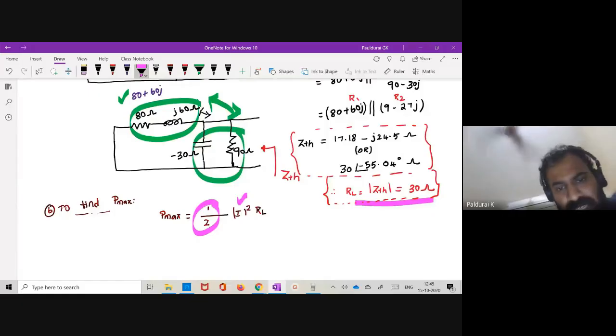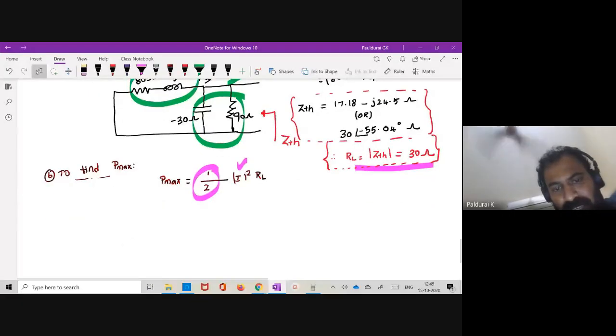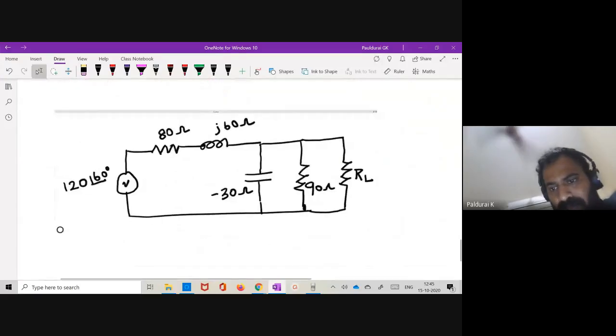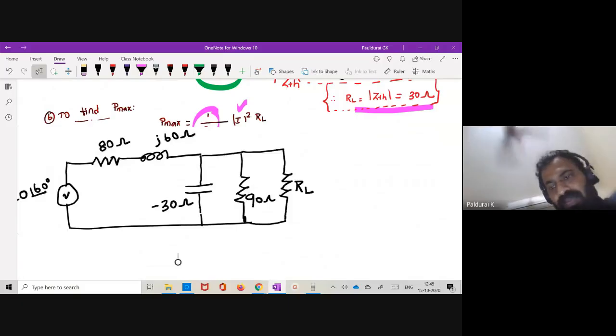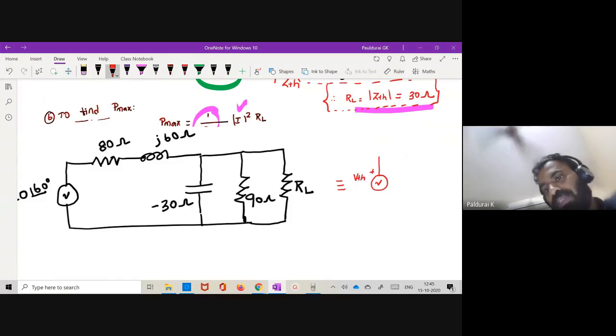In order to calculate I, do one thing. Let me find the Thevenin equivalent for this circuit. Okay. So calculate the Thevenin equivalent. We will have VTH, this is my VTH plus minus, and RTH, ZTH already you calculated, right? This is my ZTH. Then after that connect this load. The load is, you know, 30 ohm.